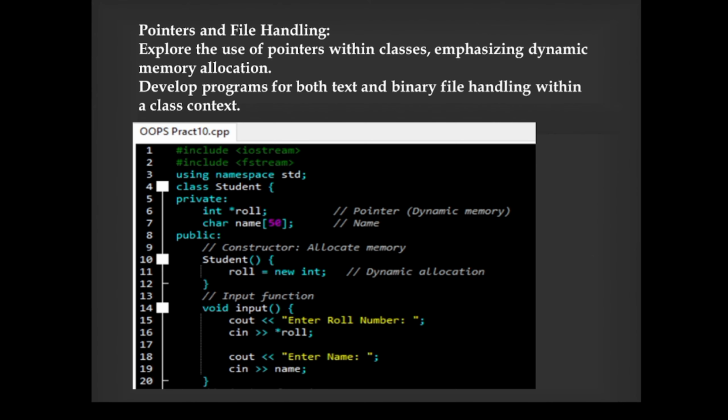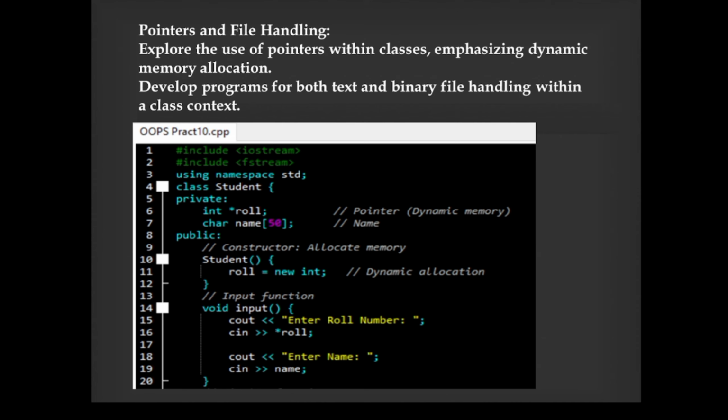This is the question. The code is: #include <iostream>, #include <fstream>. Next we have fstream, which is used for file handling. Then we have using namespace std, which saves time, and we can write cout instead of std::cout.